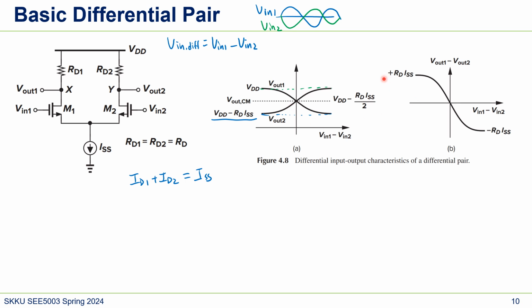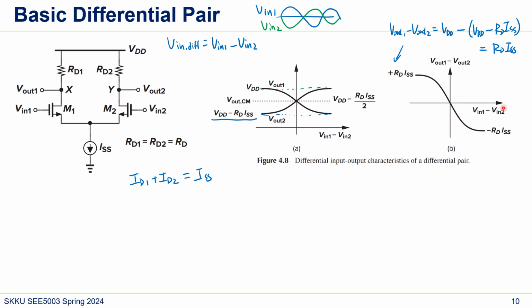So at the very end here, V out 1, at this point, V out 1, V out 2 is at VDD minus the ISS, right? So that will be RD ISS. The opposite side, the different polarity.